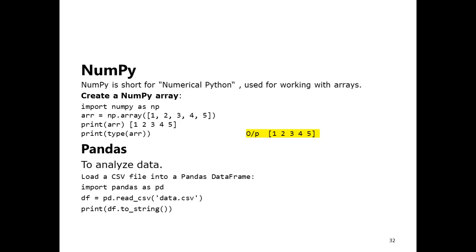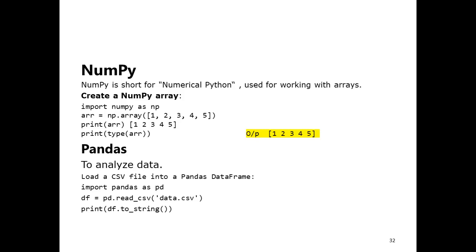So import numpy as np. And how to create the array? The syntax for creating an array is np.array. Array is the function, np is the package name. Under NumPy, whatever function you want to use, you have to refer to the NumPy object. So np.array, then you specify the square brackets within the parentheses, so you can create a 1D array.